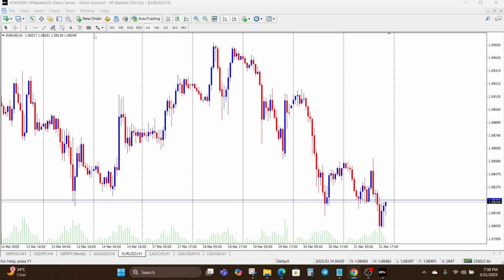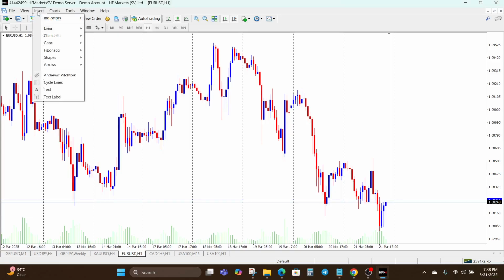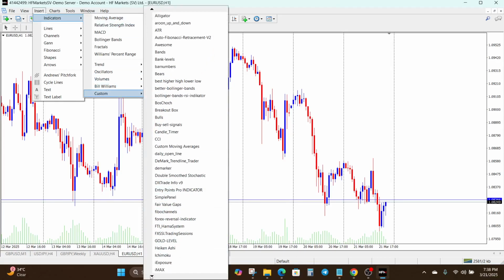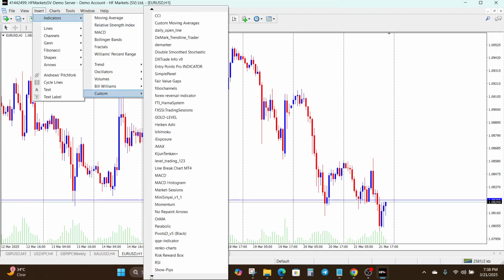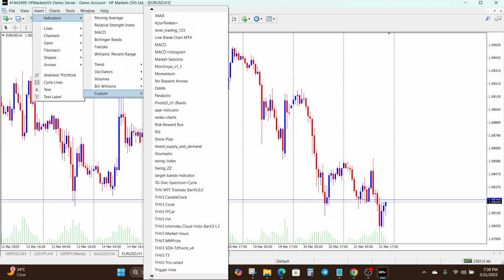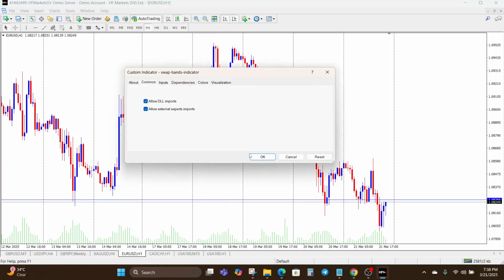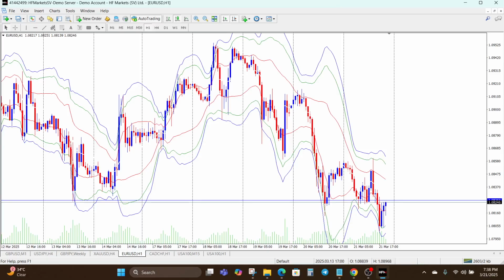I'm going to add the VWAP bands indicator to the charts right away. All right. So here we go. So what exactly is the VWAP bands indicator?